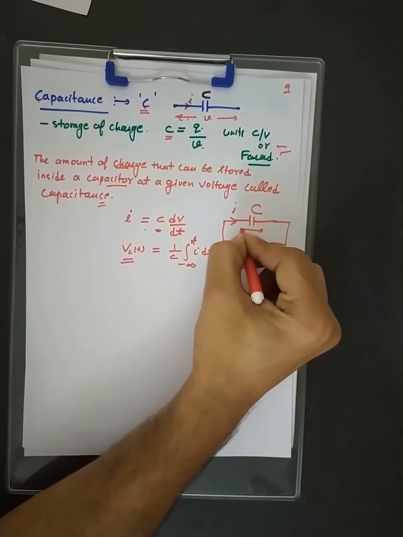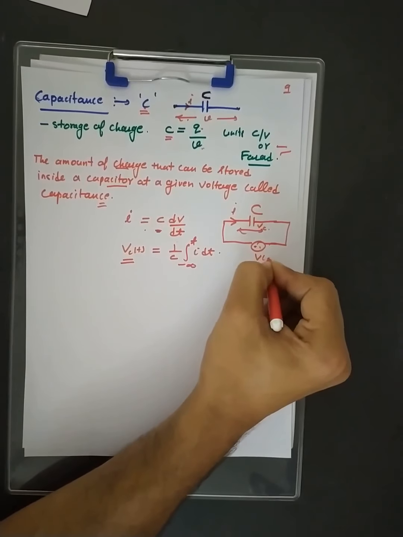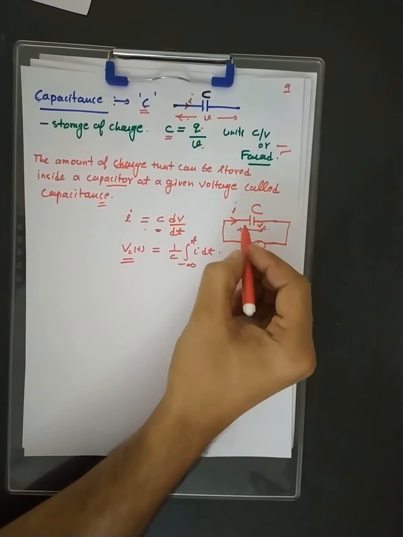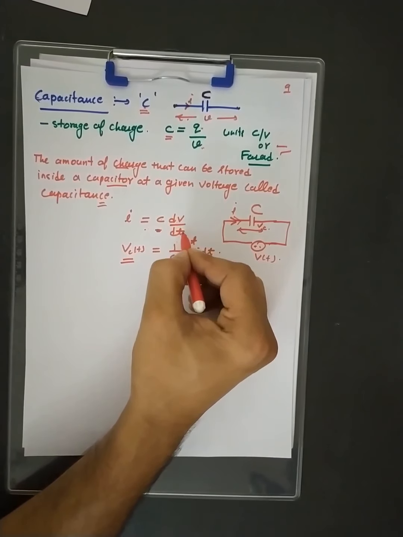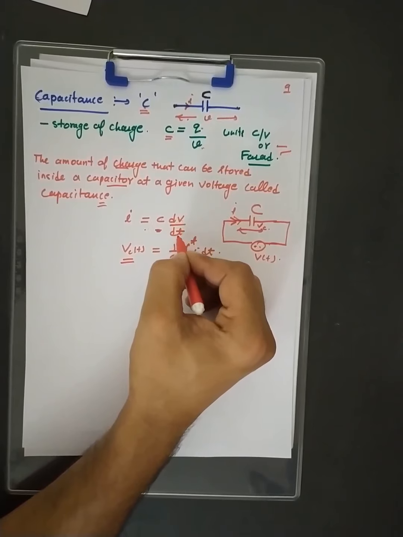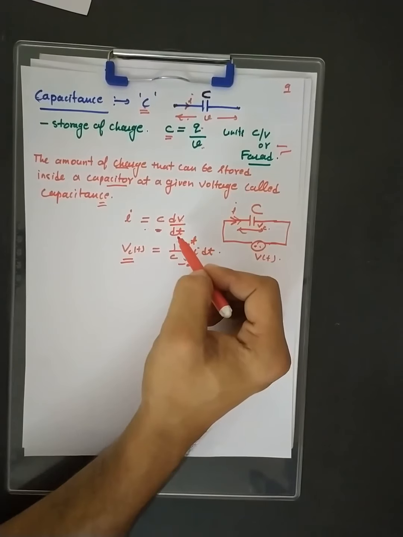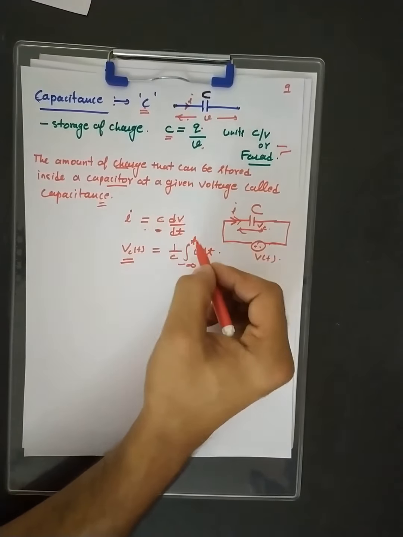Then voltage across this one is VC. Clear? So current is given by capacitance into rate of change of voltage. In inductor it was L into di over dt, but in case of capacitance, sorry, that was voltage, here we have current. So just reverse relation.